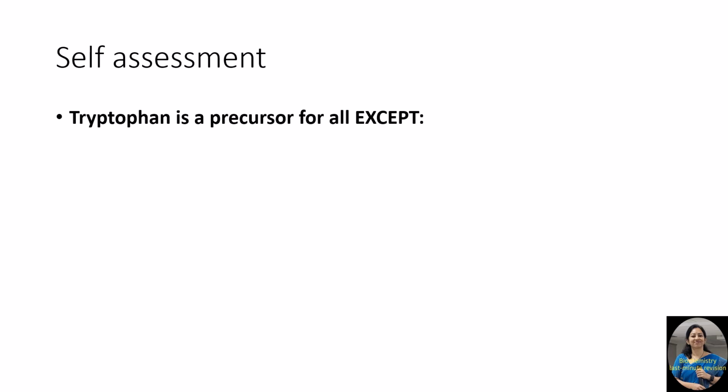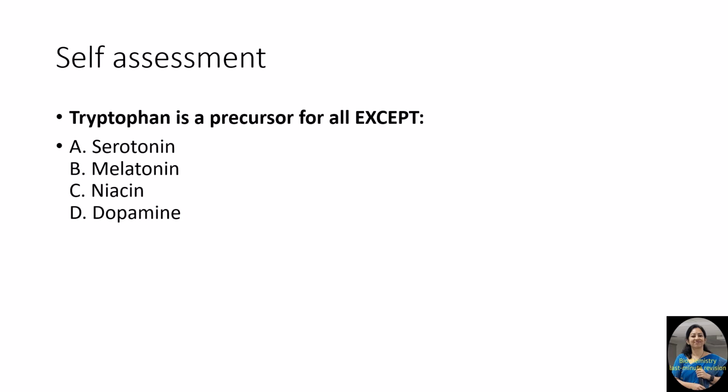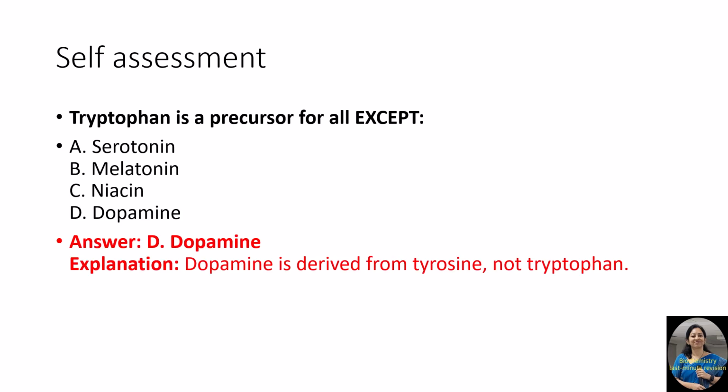Tryptophan is a precursor of all of the following except: serotonin, melatonin, niacin, dopamine. Answer is dopamine, because dopamine is derived from tyrosine and not tryptophan. So you can check out the previous video on phenylalanine metabolism to understand how dopamine is formed.